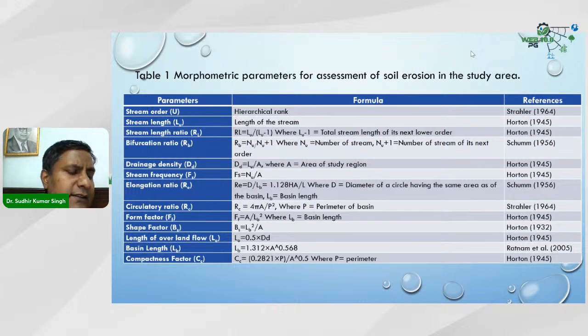Some factors tell us the density of the drainage. Some factors tell us the frequency of the streams. Some will tell you whether the basin is elongated or circular. Some factor tells us the shape of the basin. So that is the thing.